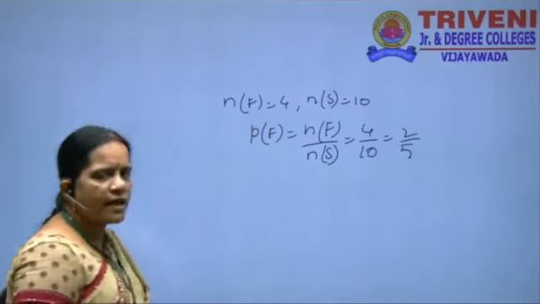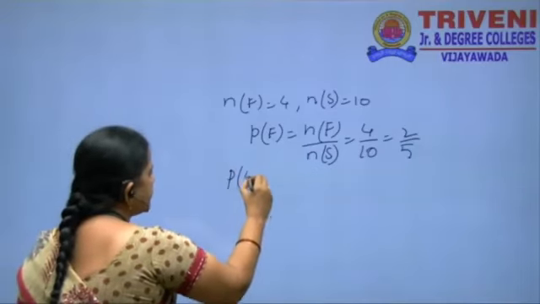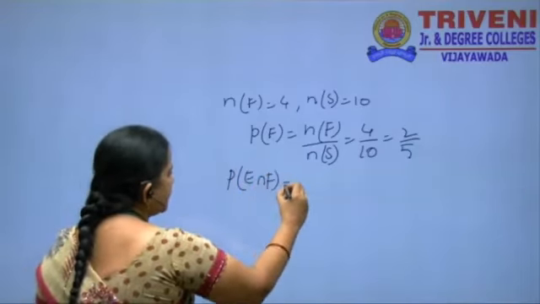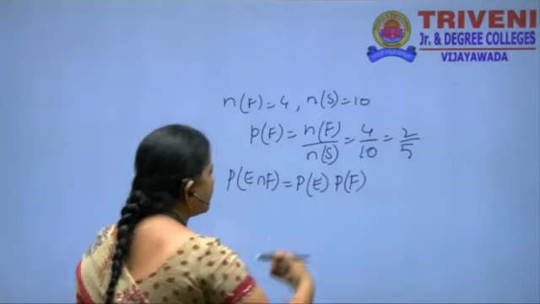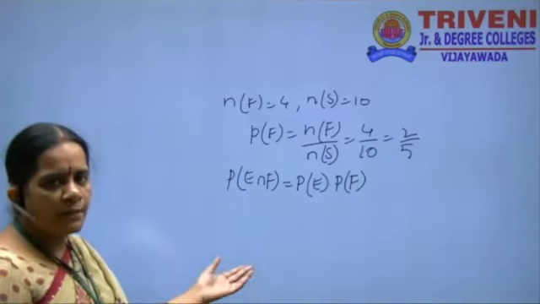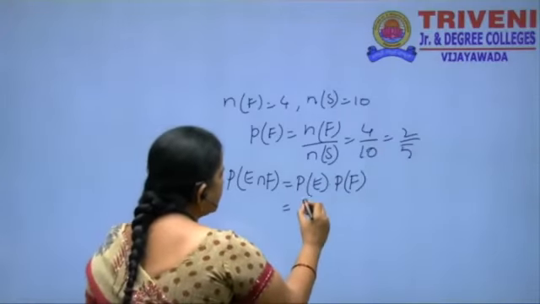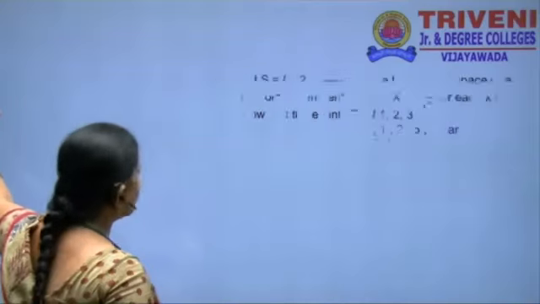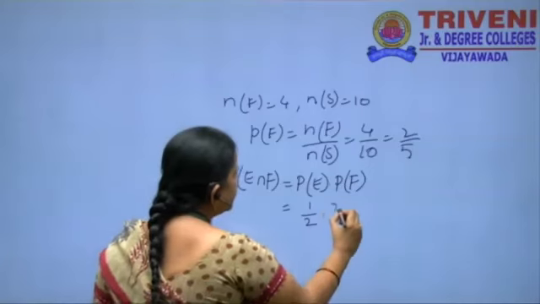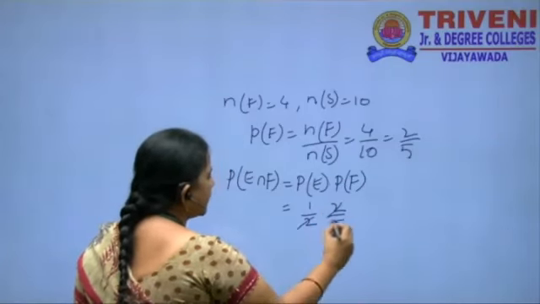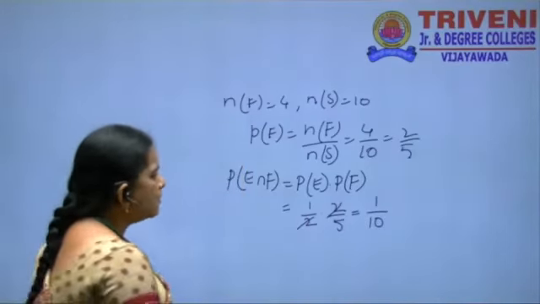First we have to find the value of P(E ∩ F). By using the multiplication theorem, since E and F are independent events, P(E ∩ F) = P(E) × P(F). The value of P(E) is 1/2 and P(F) is 2/5. Here 2 gets cancelled. Then P(E ∩ F) = 1/10.